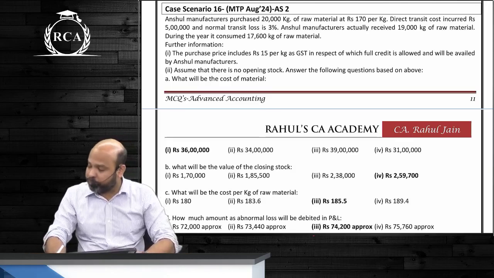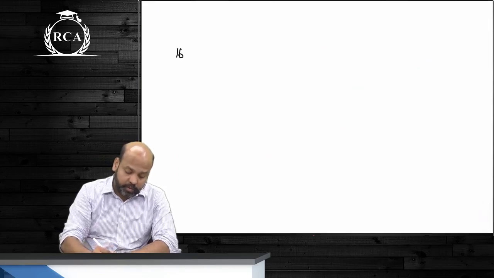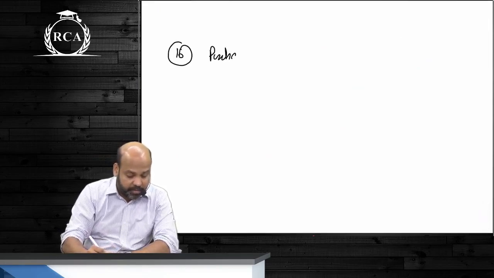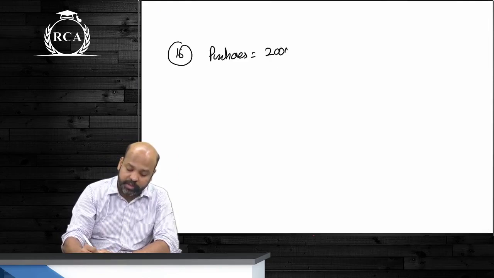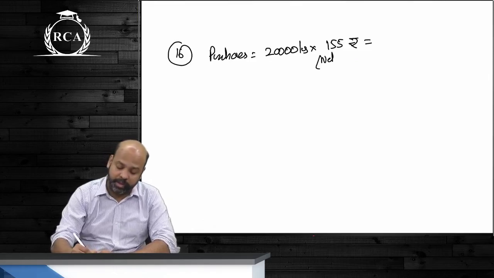It should be excluded. So, guys, you just did the 5,000 metric tons question, beta. Exactly the same, guys. So what are your purchases, beta? Purchases are 20,000 kgs into, can I directly write 155 rupees, net of GST, beta? How much is this, beta?